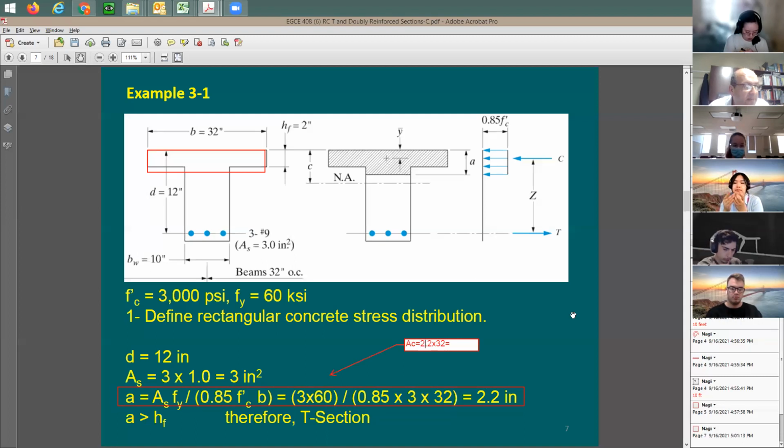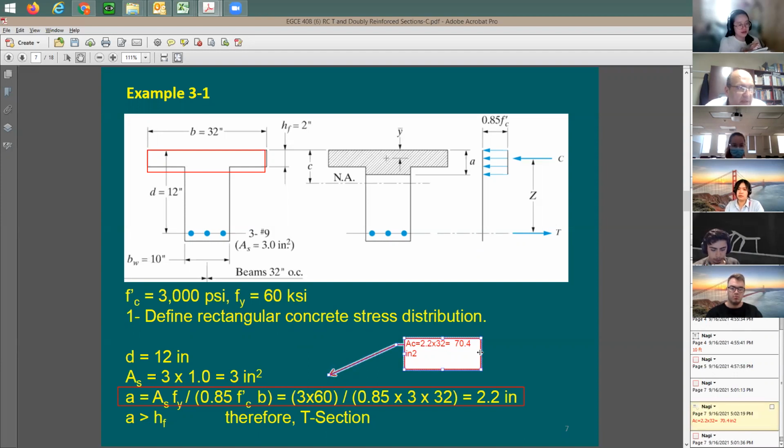I need your help, guys. How many square inches? How many? 70.4. 70.4, very good. Square inches, good.